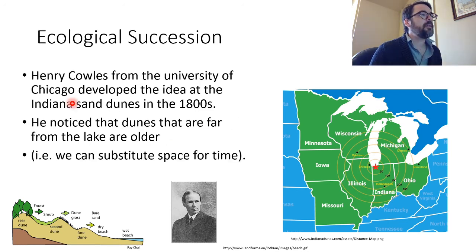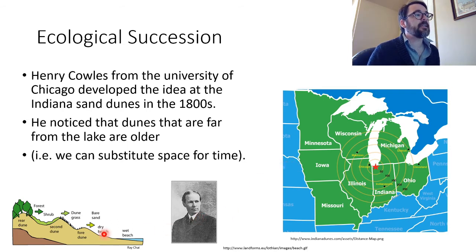And so what he figured out when he was studying the communities of the sand dunes was that you could do the same thing. Dunes that were further from the lake were older, and therefore he showed that you could substitute space for time. So as you go from dune 1 to dune 2 to dune 3, etc., all the way, you actually are seeing what the community was like, because the lake has been slowly receding over time, creating dunes in front of it since the glaciers left.